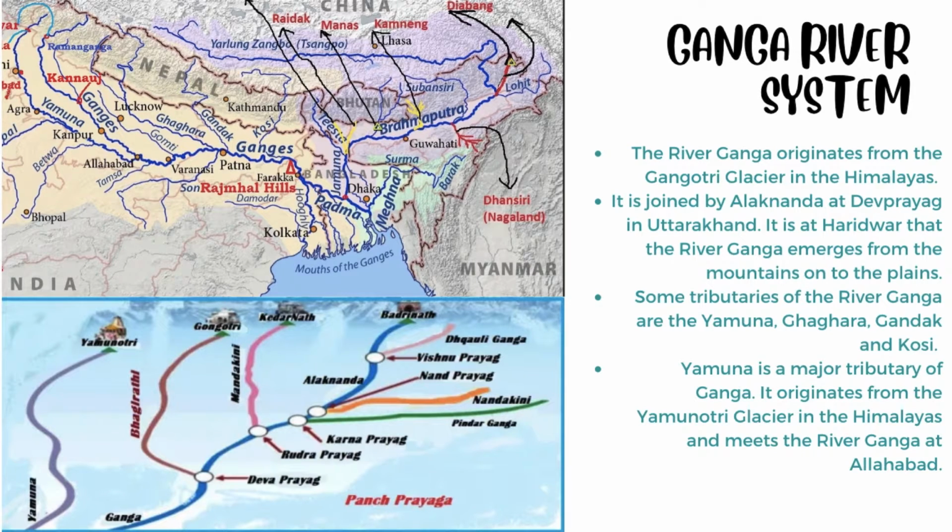Now we are going to discuss the Ganga river system. Ganga originates from the Gangotri glacier in the Himalaya. We'll discuss that also. Let's see first the path of Ganga.